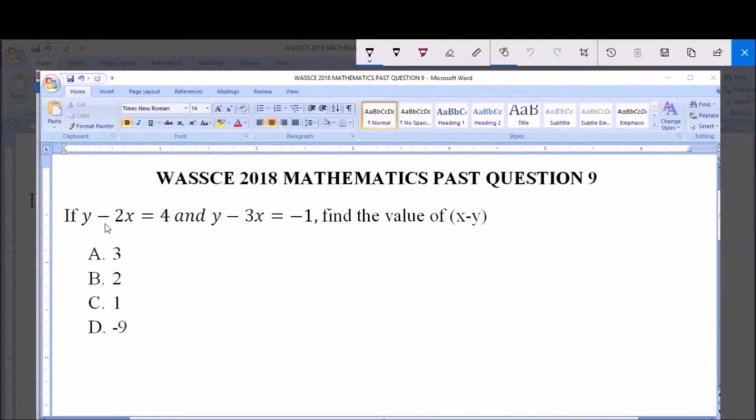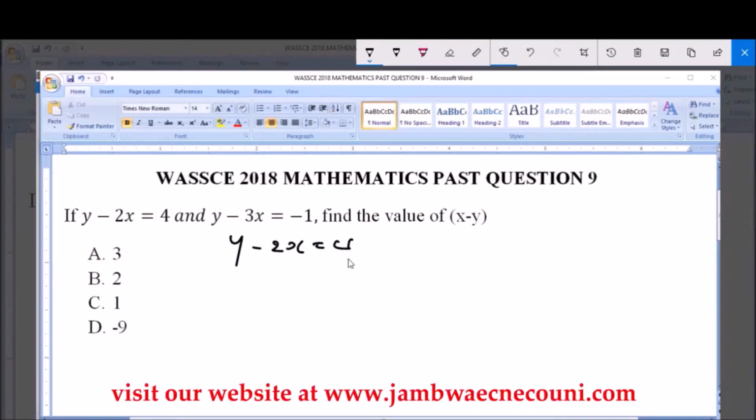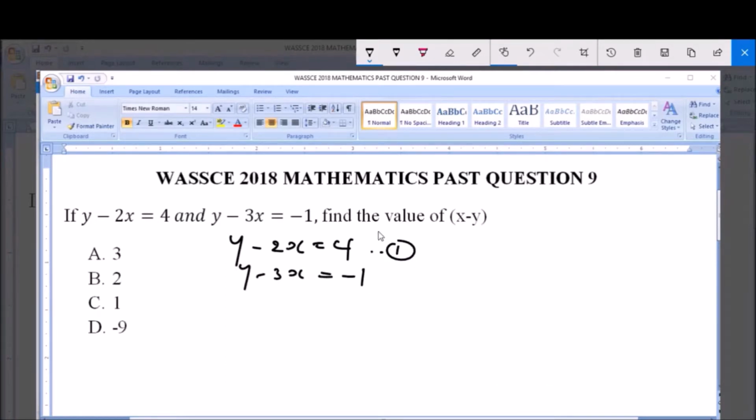Now we're given two equations here, so we have to solve these equations simultaneously. The first equation is y minus 2x is equal to 4, and the second one is y minus 3x is equal to minus 1. Let's call this equation 2. From equation 1, I can say that y is equal to 4 plus 2x. Let's call this equation 3.